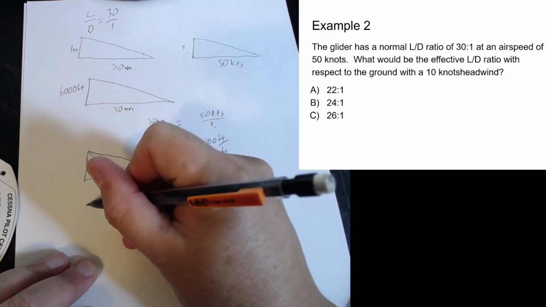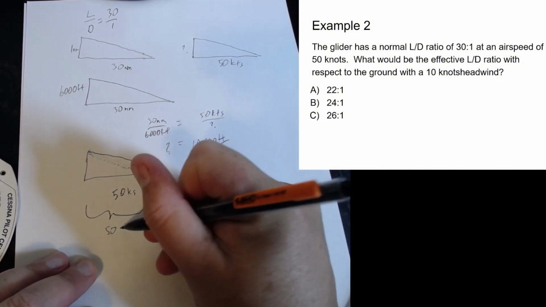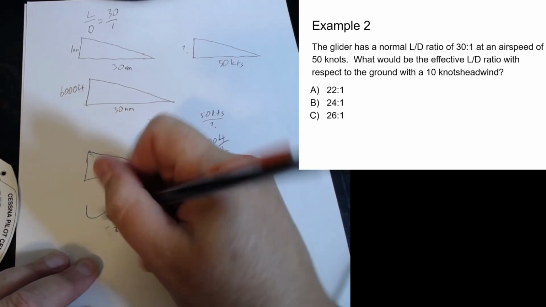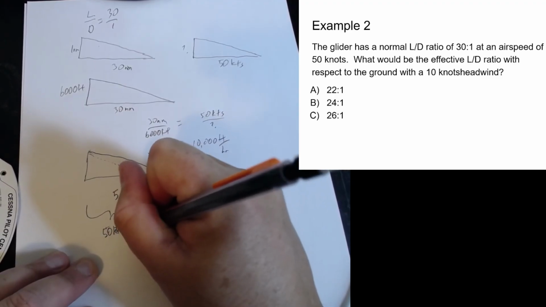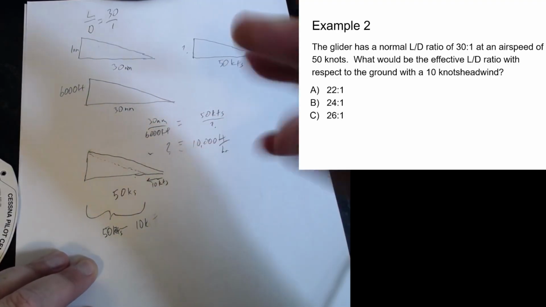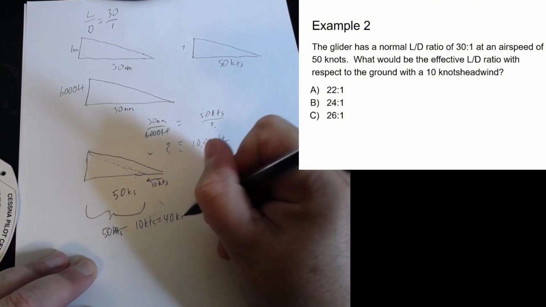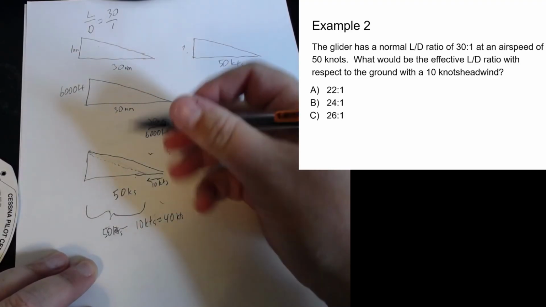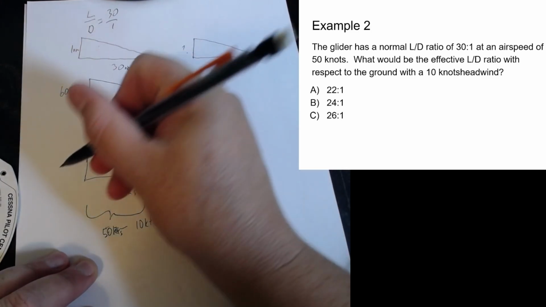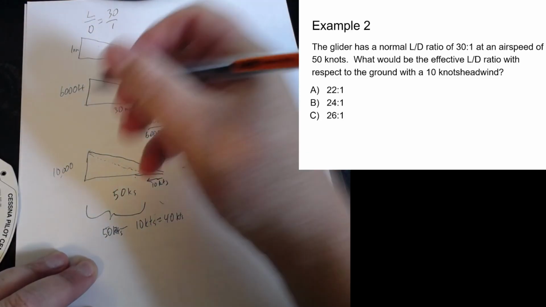Okay, and so this distance now here is actually 50 knots. Write that more clearly. 50 knots minus 10 knots, KTS, equals 40 knots. Okay, we're still going down. Okay, and we're going 50 knots in the air. We know we're going down 10,000 feet per hour.